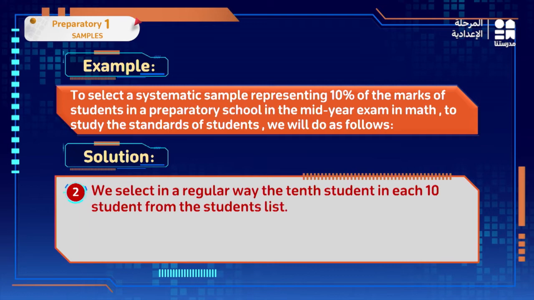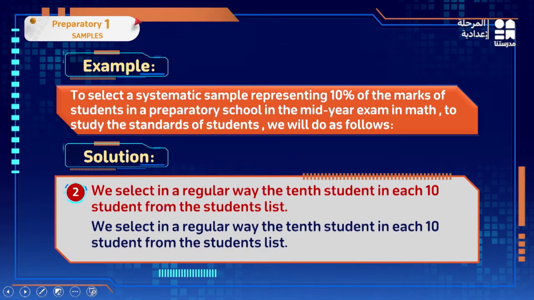So here we have a rule. Don't pick the students from the excellent classes. Don't pick them according to any rule, just randomly. We select in a regular way the 10th student in each 10. Let me read the example here for you. To select a systematic sample representing 10% of marks of the students in preparatory school in the mid-year exam in math to study the standards of students, we will do as follows.